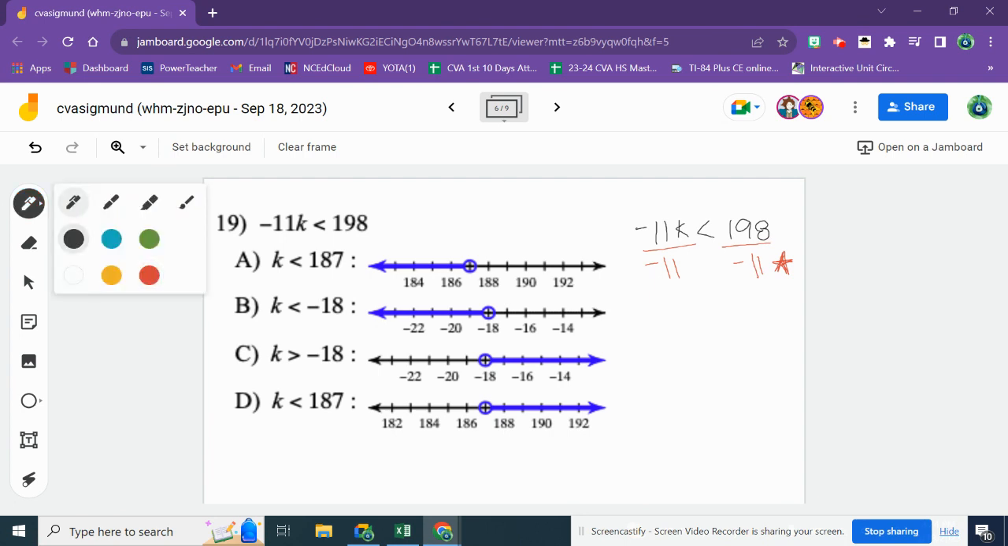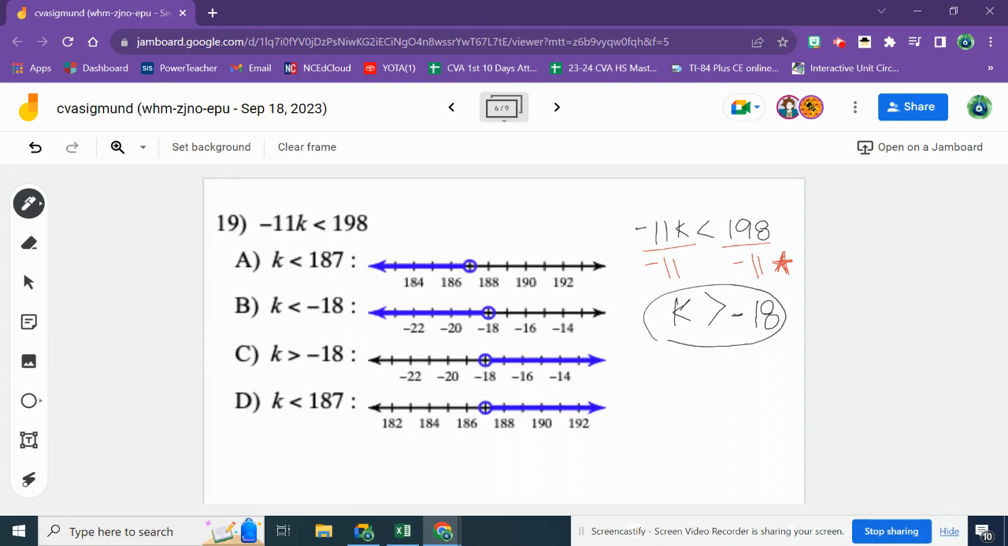So now it's K, flip the sign, is greater than whatever 198 divided by -11 is. It looks like it's probably going to be 18, but I don't want to do that in my head. Hold on. Sorry, my calculator's taking a moment. And that is going to give us, it's a positive and a negative. So is my 18 going to be positive or negative? Yes, ma'am. Positive, negative division or multiplication, you come out with a negative.